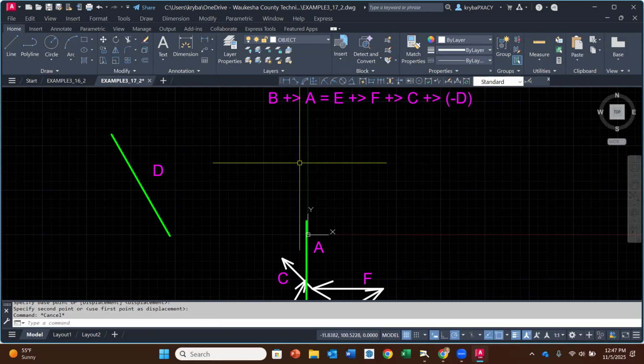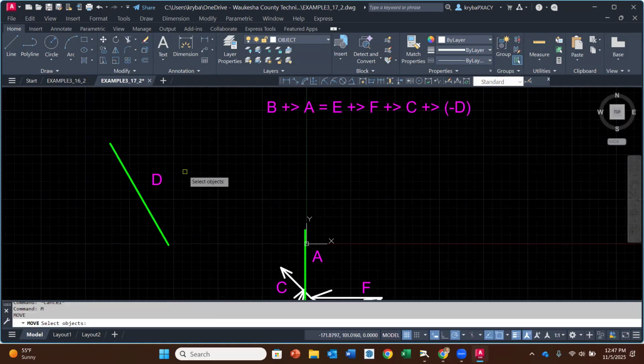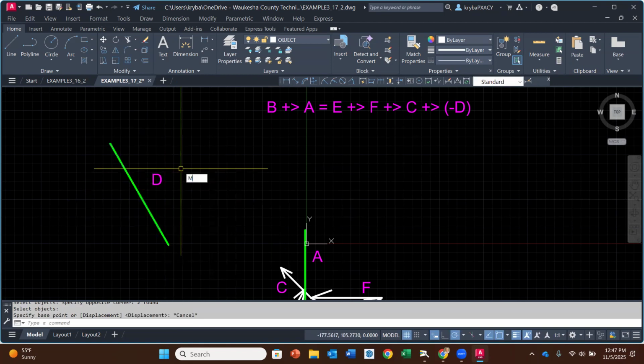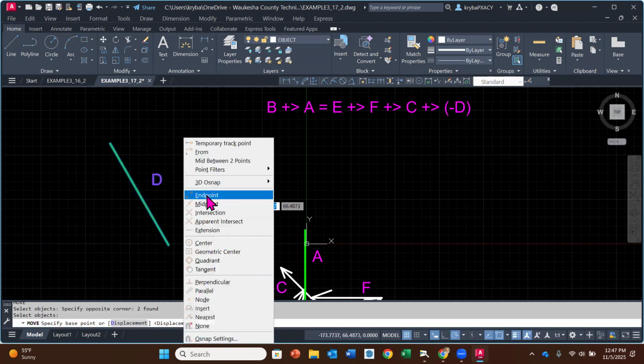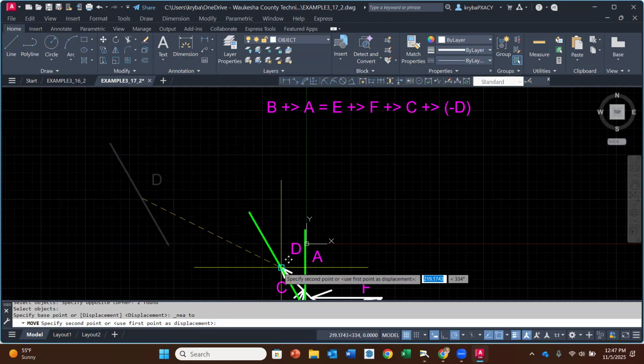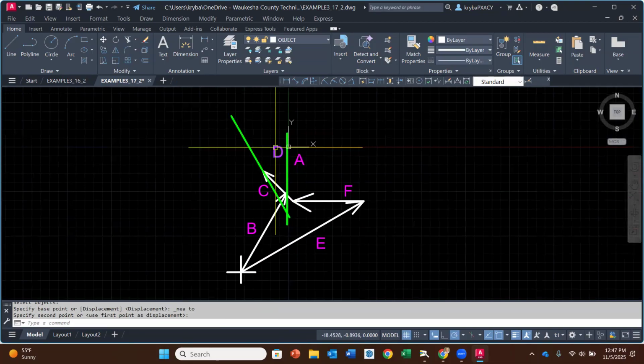Okay. So we are going to move D, and I'm just going to do a nearest shift right mouse button, and I'm going to put it on the endpoint of C. Okay. And I'm going to move D over. So I know where it's at.